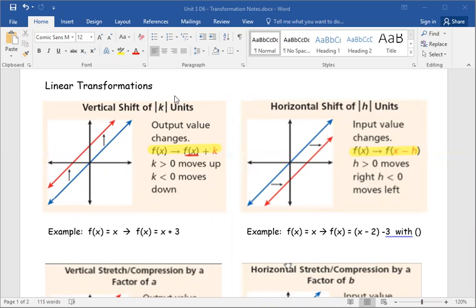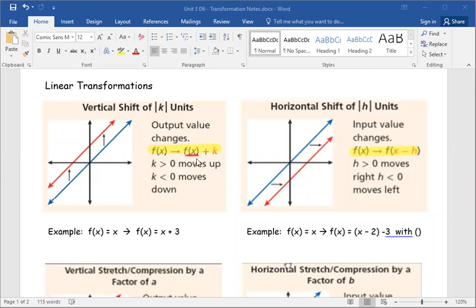Okay, so the first thing we're going to talk about are vertical shifts. Vertical shifts are when we move the lines up or down. If I move the line up, then that means you're going to have a positive number at the end of your equation. If I move the line down, then I would have a negative number.